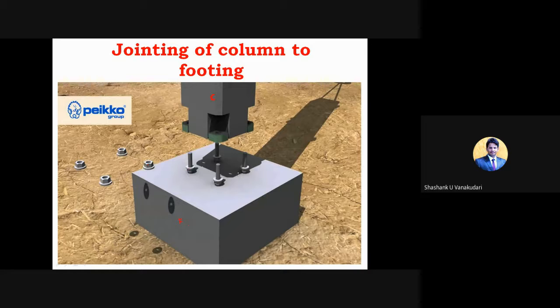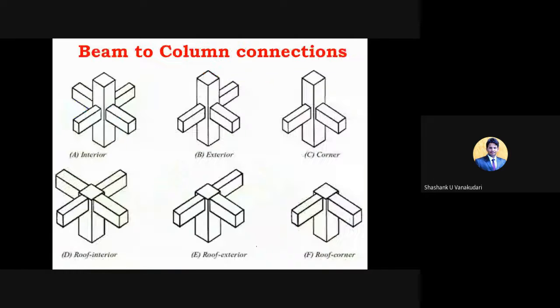So next we go with beam to column connections. Here in beam to column connections, you can see various connections. Here you can see the different columns connected at the interior part. For example, in the interior part, this particular column is considered as a center column, so the different beams will come from those directions.